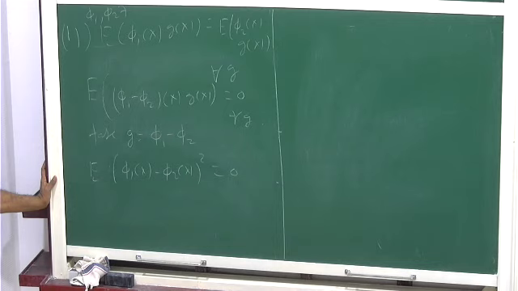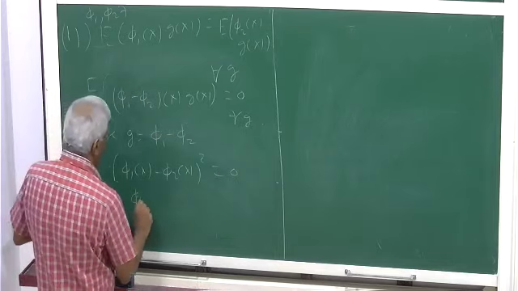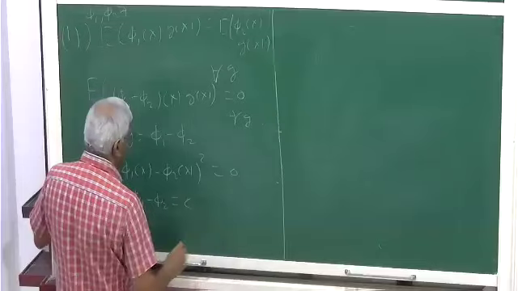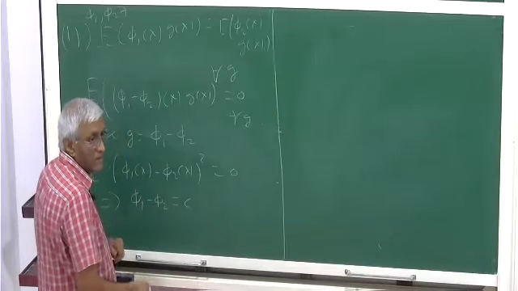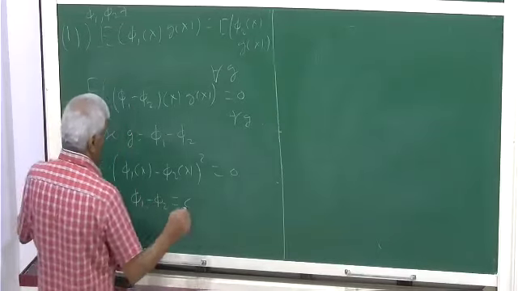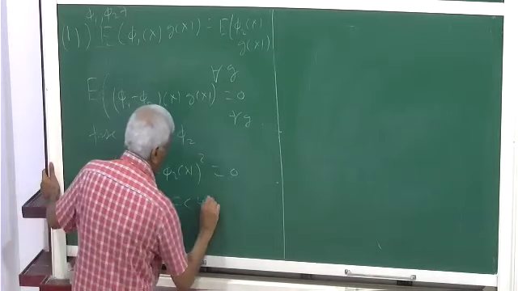E of X square equal to 0 means X is a constant random variable, right? You know that, no? You have seen. So this implies phi1 minus phi2 equals a constant, which is just the mean of that random variable. Constant random variable, almost surely with probability 1.